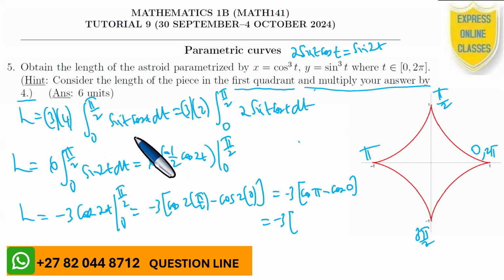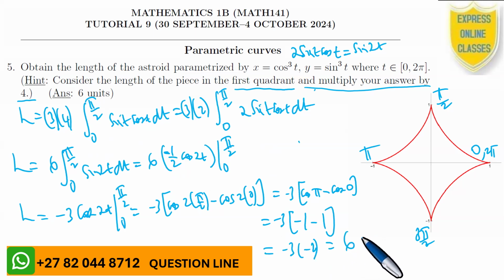We did it from 0 to pi over 2, then multiply by 4. But there's a 3 that came out from under the square root. If you check here, what is cosine pi? Cosine pi is the same as cosine 180, which is minus 1. Minus 3 times minus 2 is exactly 6 units. And this gives us the arc length. The answer is 6 units because we multiplied by 4. So to get the actual length of the asteroid, we consider the arc length in the first quadrant and then just multiply by 4.